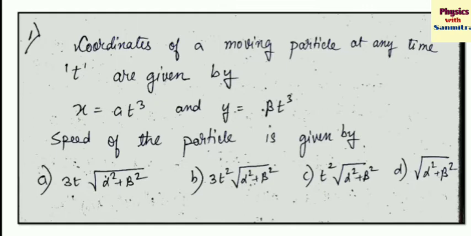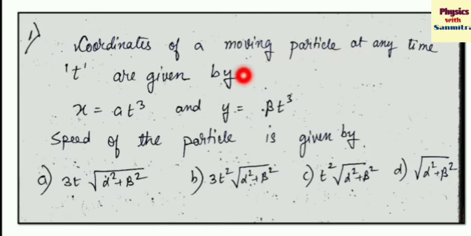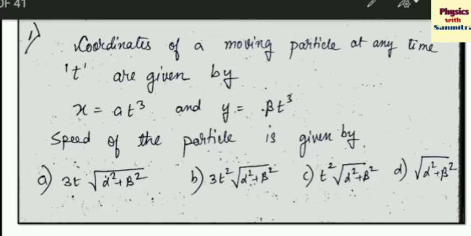Okay. First question. The coordinates of a moving particle at any time t are given by x is equal to alpha t cube and y is equal to beta t cube. Now the speed of the particle is given by one of the options, with the square root of alpha square plus beta square involved. Now we are asked to find the speed.